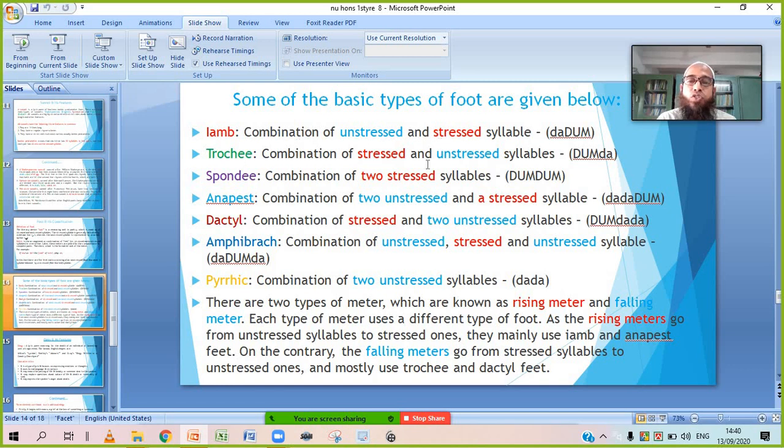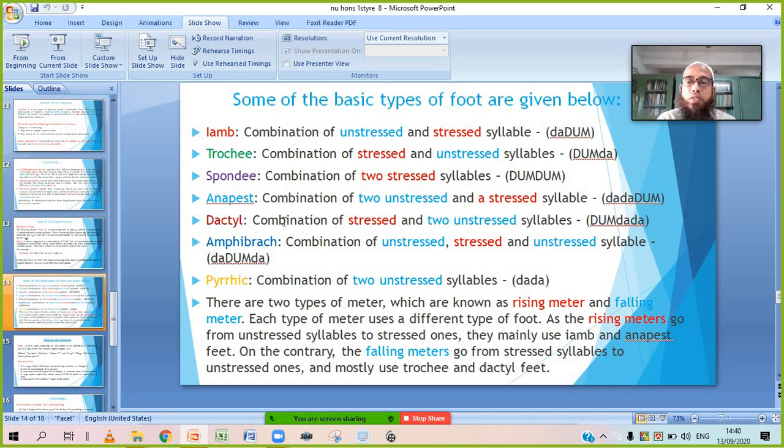Trochee means the first one is stressed, the second one unstressed. Spondee means two syllables are stressed together, dum dum. So two are stressed, no unstressed for spondee. Anapest is a combination of two unstressed and a stressed. So there are three syllables in a foot. The first two are unstressed and the third one is stressed.